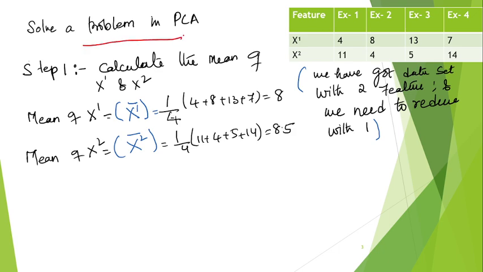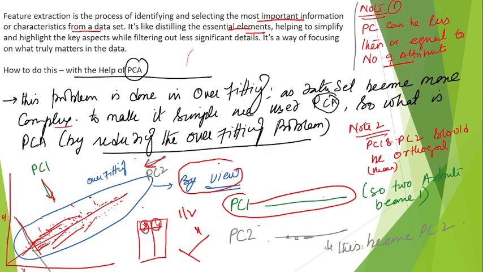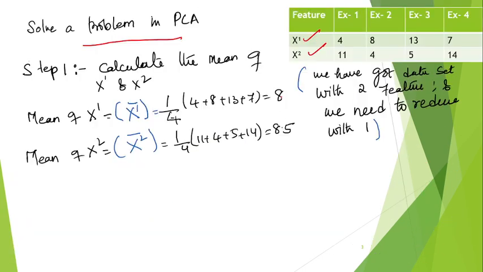We have a data set with features X1 and X2. As I told you, I have two features. For X1, the values are 4, 8, 13, 7. For X2, the values are 11, 4, 5, 14. Now, step 1. I have divided this problem into steps. The first is to calculate the mean of your X1 and X2.